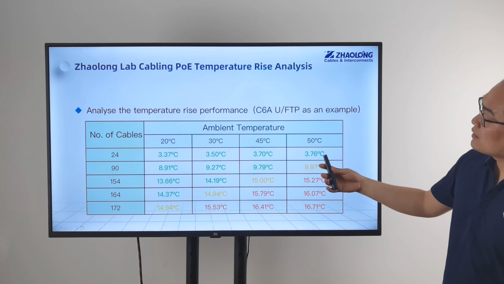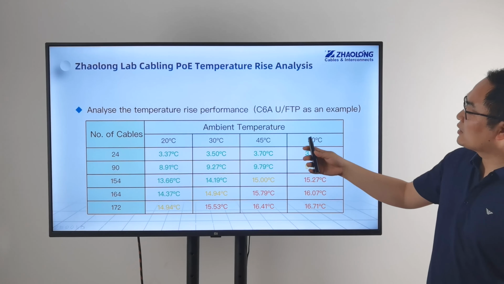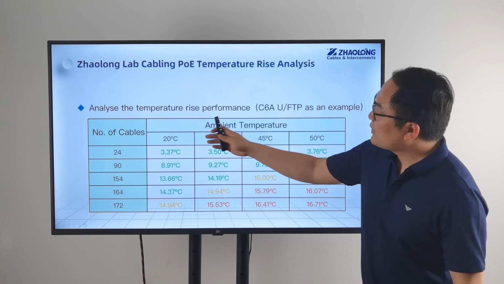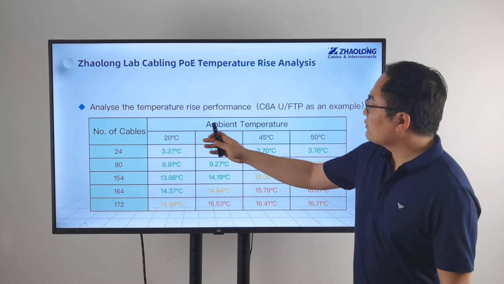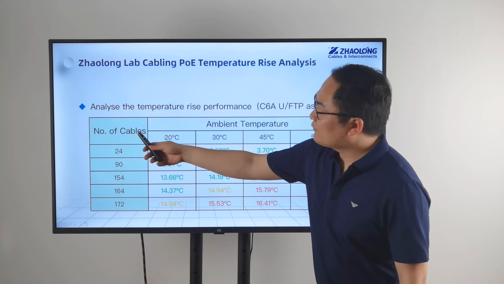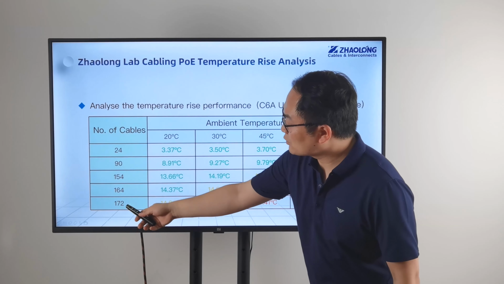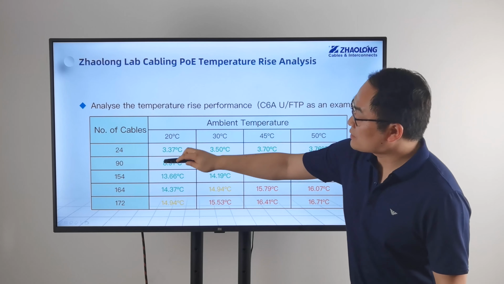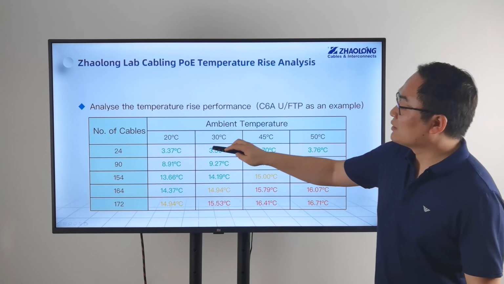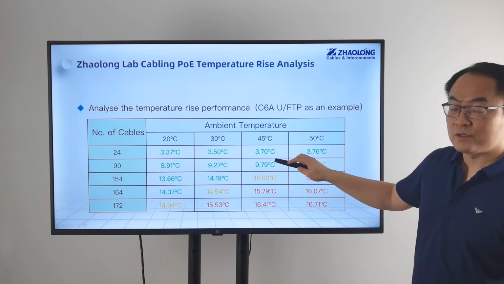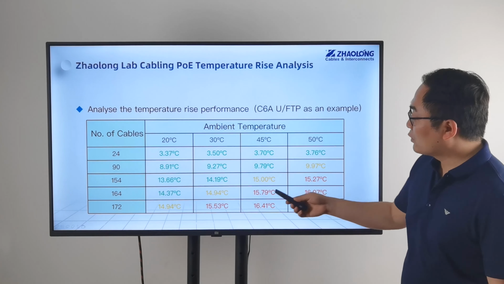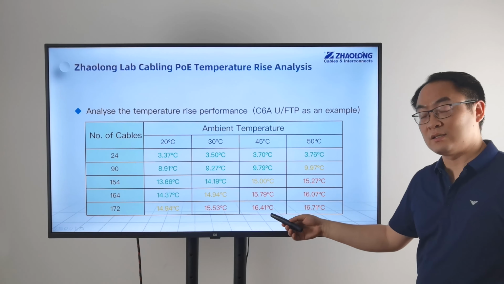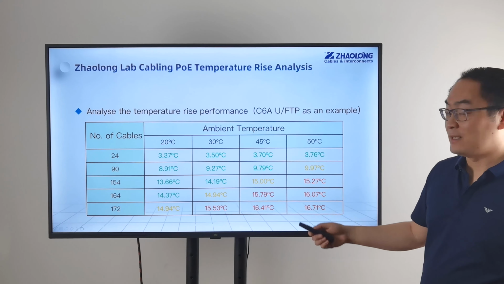We can roughly see the numbers, and this is coming from a category 6A U/FTP cable. For different ambient temperatures from 20 degrees to 50 degrees, and with different numbers of cables from 24 to 172. You can see those green numbers mean the central element is working under 60 degrees, which is safe. While the red numbers mean the central element actually exceeds 60 degrees, which is not recommended.